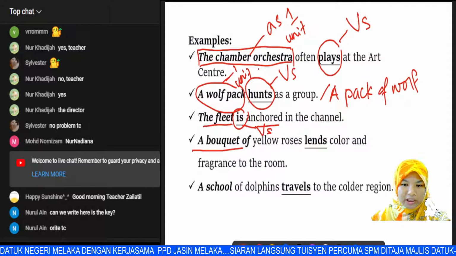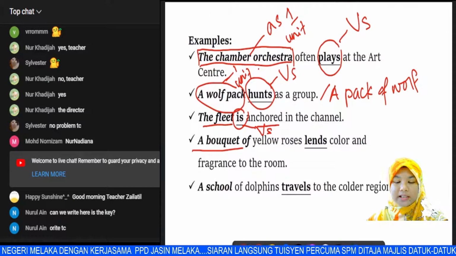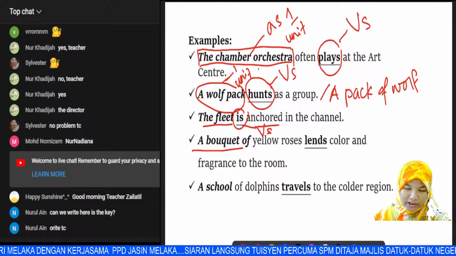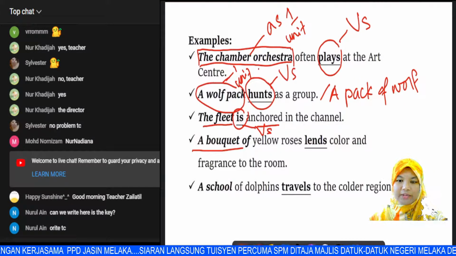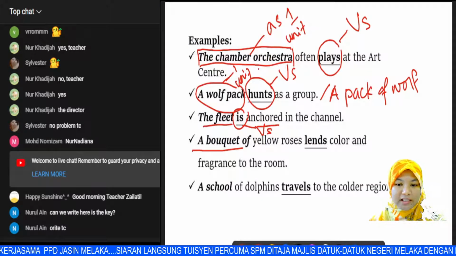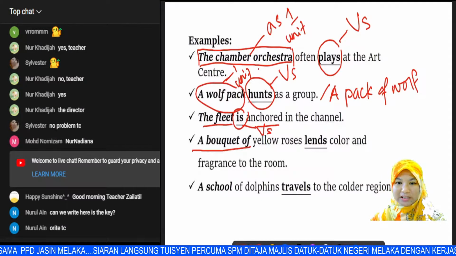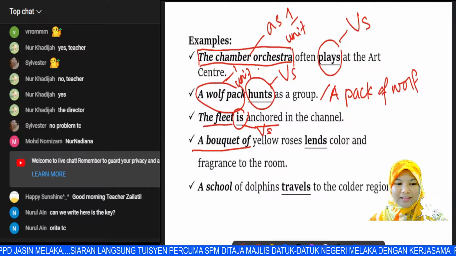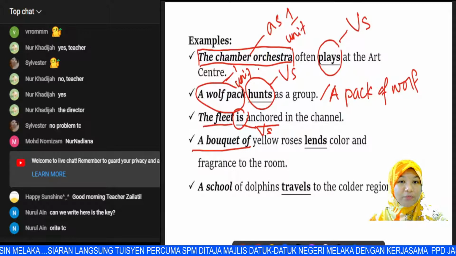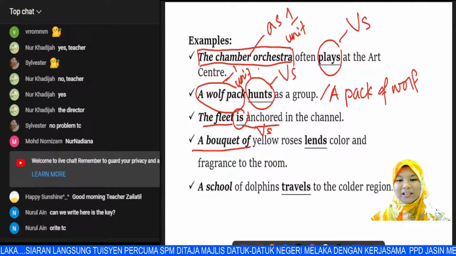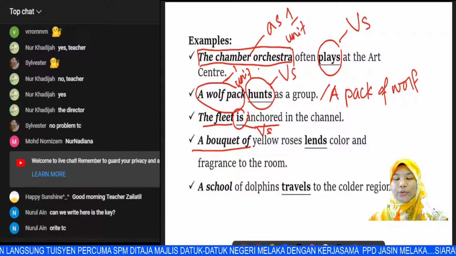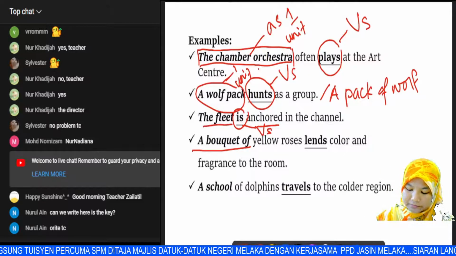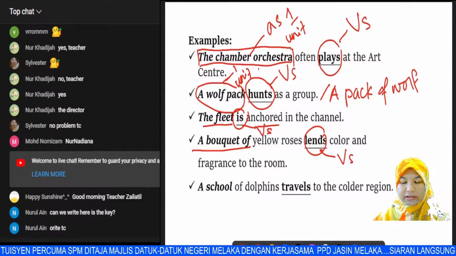A bouquet of yellow roses. Since it is a bouquet, there is only one bouquet of roses. It doesn't matter even though there are hundreds of yellow roses in a bouquet. A bouquet. Listen carefully, I stress the words a bouquet, indicating only one unit. So the verb is again a singular verb.